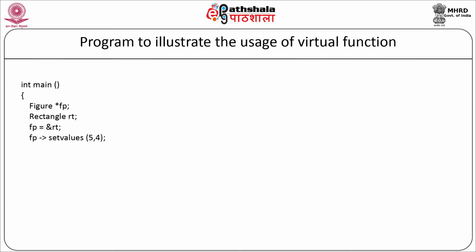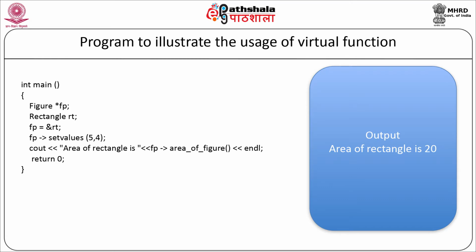Now we are going to write a statement, cout area of rectangle is fp->area_of_figure. Now this fp is a pointer. At runtime it is pointing to the address of a derived class. So now area_of_figure of the derived class will be called. So our code will be return width * height. Width is 5 and height is 4. So the return value will be 20, that will be printed on the screen. return 0 and end of the main program. Now when the above code is compiled and executed, it will produce the result: area of rectangle is 20.